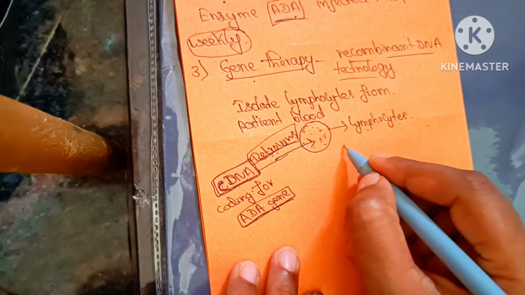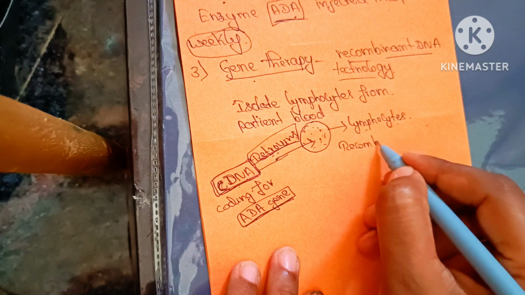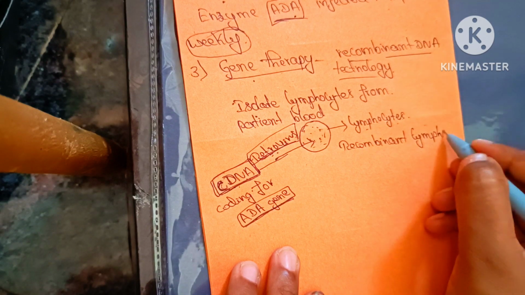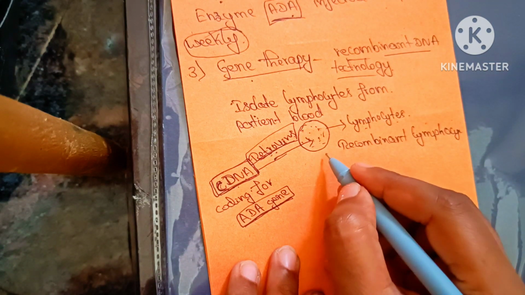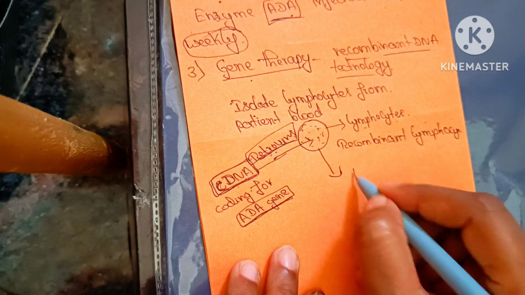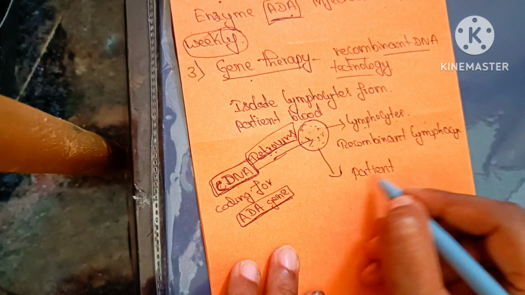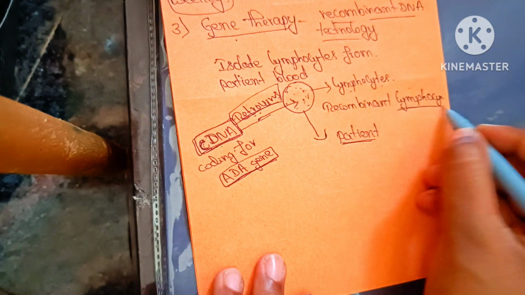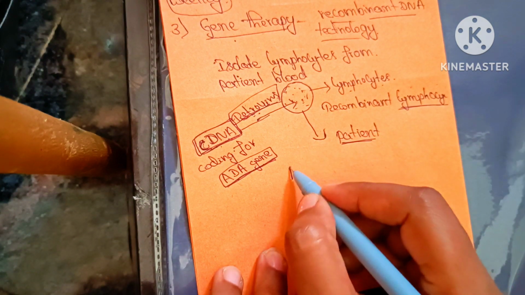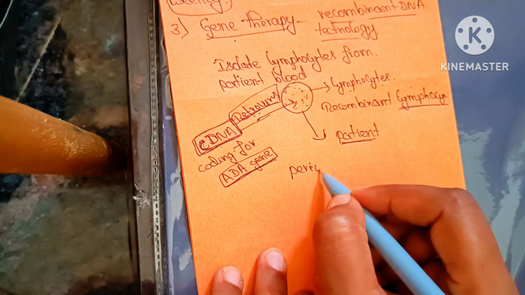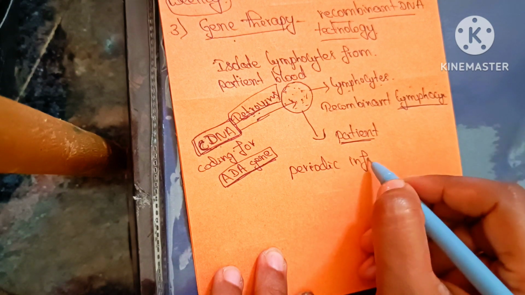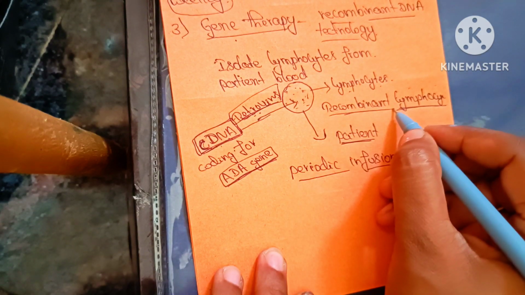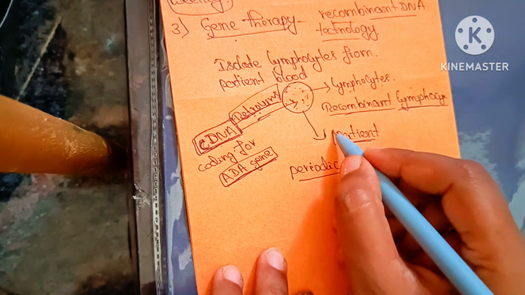So now these cells are called recombinant cells, recombinant lymphocytes, let us say. These recombinant lymphocytes are transferred or injected into the patient. As we know, blood cells are not immortal, that is, lymphocytes are not immortal. Hence, the patient has to have periodic infusions. Periodic infusions of the recombinant lymphocytes are required in order to treat the patient.